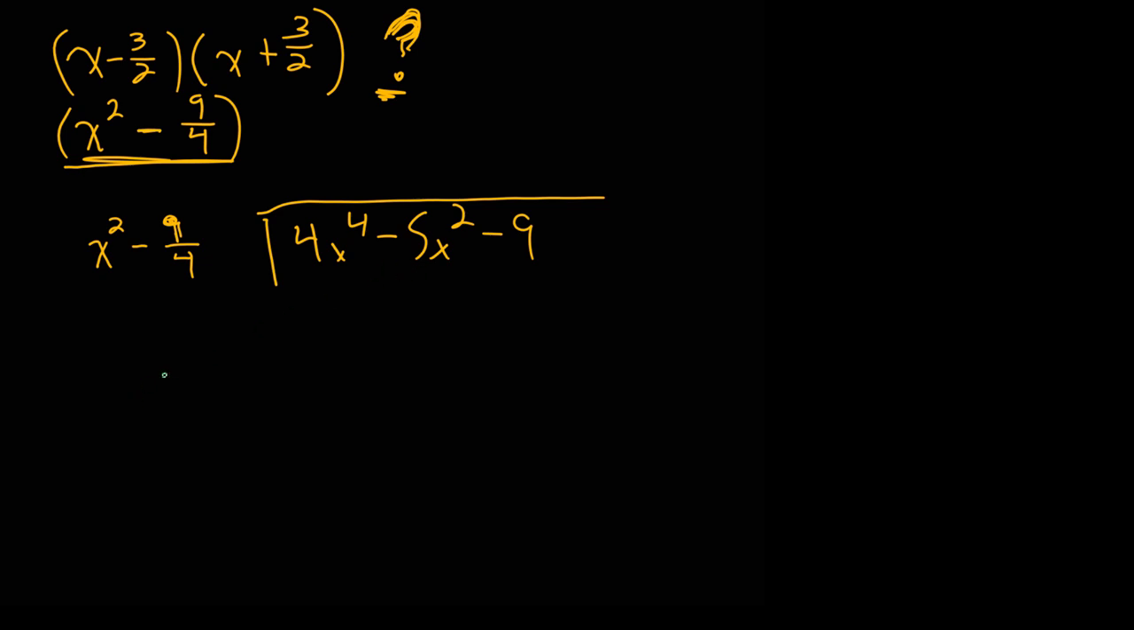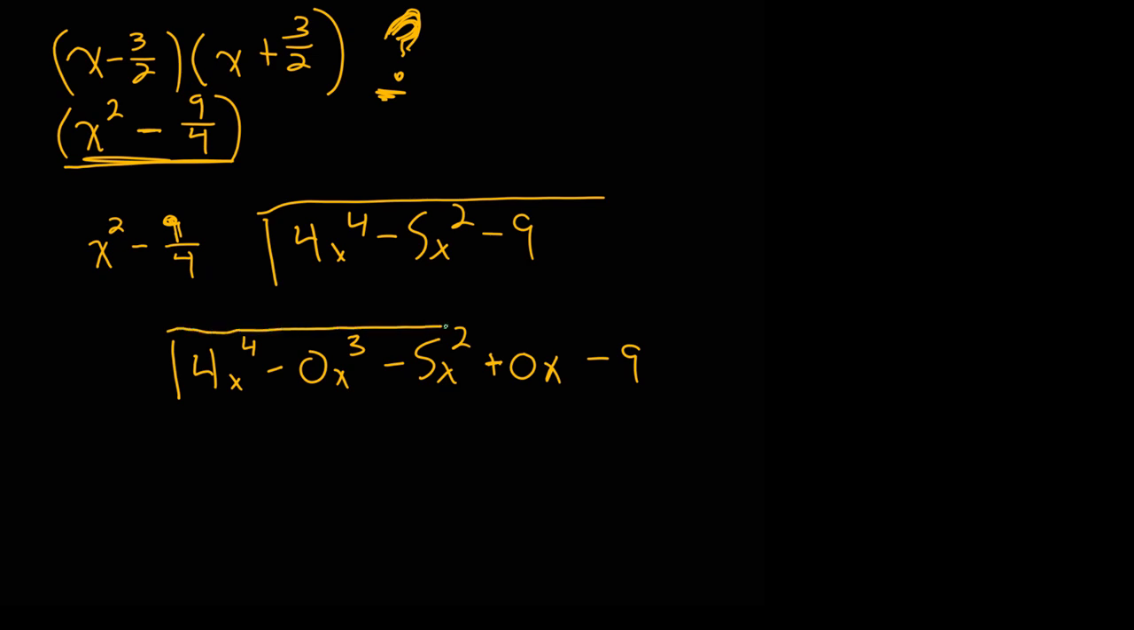Now note here I'm missing terms, so I'm going to add them in as I work my way across. I have 0 x cubed terms, and I have 0 x terms. So that's what that polynomial kind of looks like underneath it all. And so I'm going to put the x squared minus 9/4 out there.